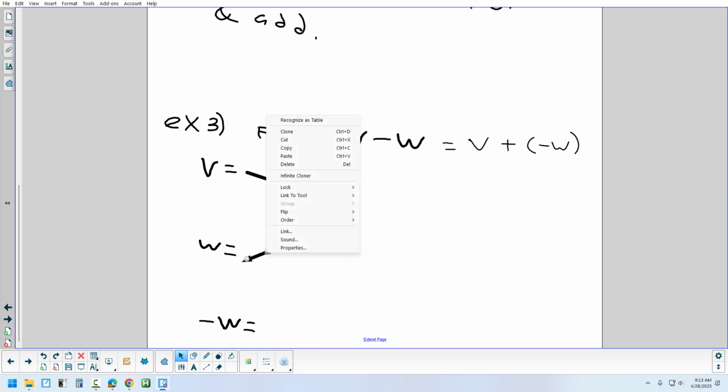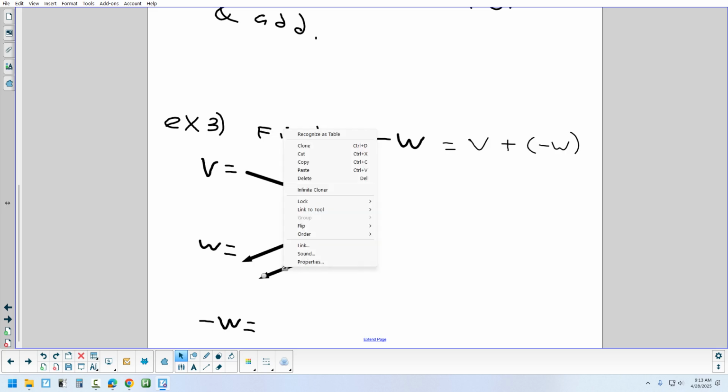Well, on the smartboard I can do that easily. If I take something and I flip it left to right, and then you flip it again up to down, it will automatically make it point the other way. That's the same as rotating 180 degrees. I don't have a rotate 180 button on the board. So that's how I do it. All right. Any question on how I got negative w?